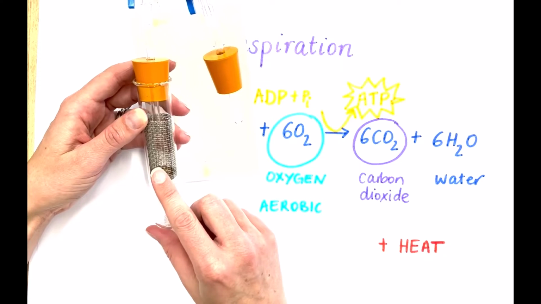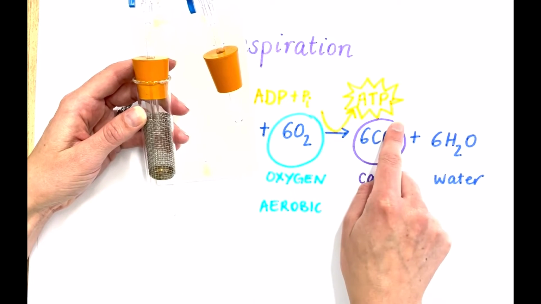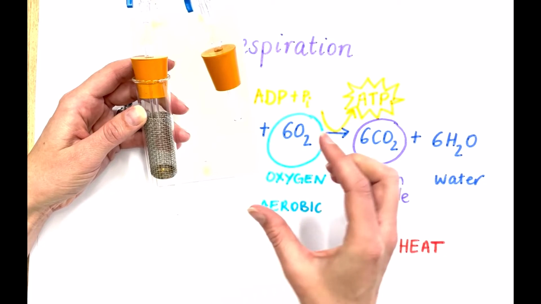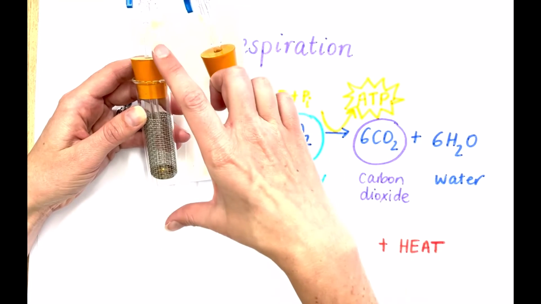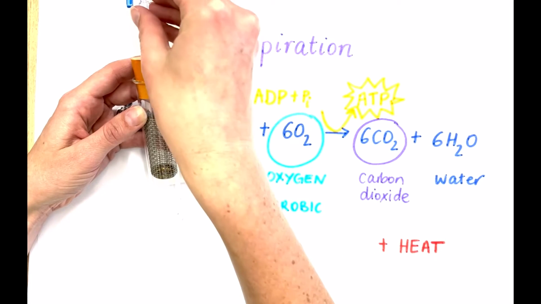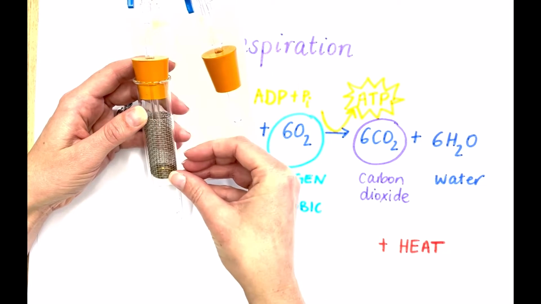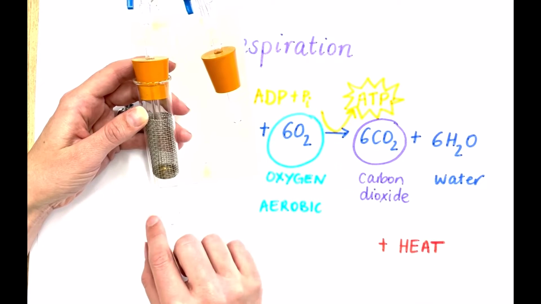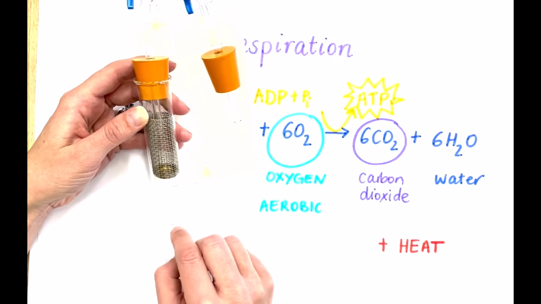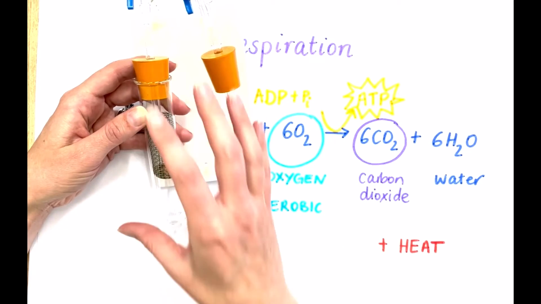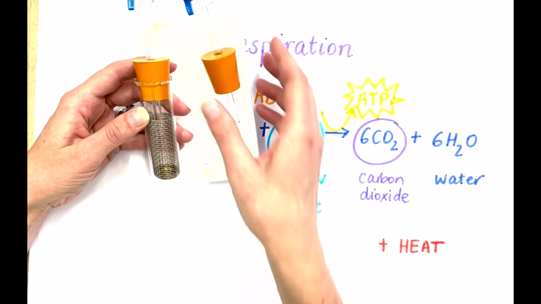So in a respirometer, what we want to do is get rid of this carbon dioxide. We want to absorb it so that there is a change in the volume of gas as oxygen gets used. So we want to pull oxygen in and then trap the carbon dioxide down the bottom in a liquid or even a solid. We want to absorb it using something so that we can see a change in the volume of gas.